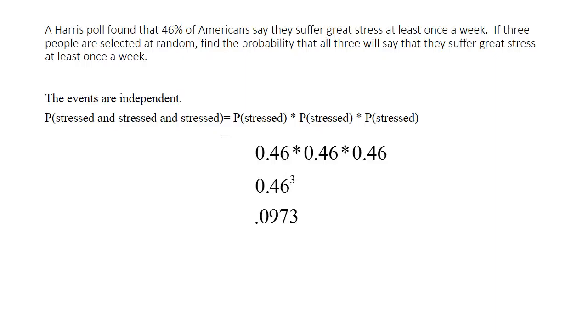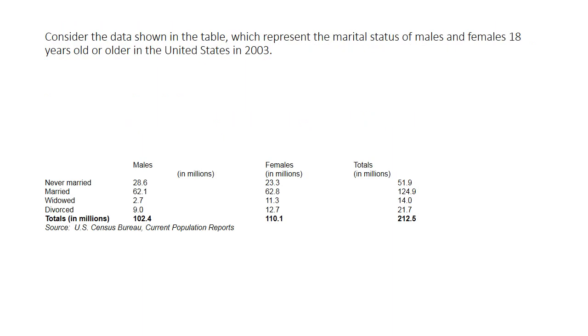So the probability of selecting someone who is stressed and someone else who is stressed and someone else is stressed is equal to the probability of someone being stressed times the probability of someone being stressed times the probability of someone being stressed. So that is equal to 46 hundredths times 46 hundredths times 46 hundredths. We could shorten that notation and just say that that is 46 hundredths to the third power, which is equal to 0.0973. The fifth question involves answering probability problems using a table.